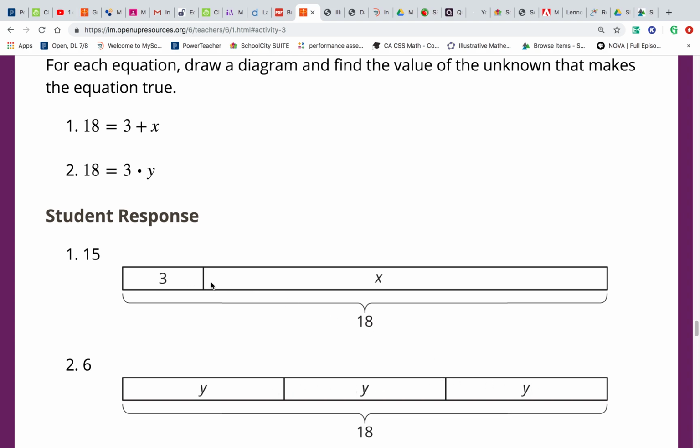And so you can see the idea here with number 1, 3. If you want to get to 18, you're going to need 15 more, right? I think that's not too hard for you guys to understand, but that is what you would need. And then down here, since we know y is the same thing, in order to get 18, we would need 6, 6, and 6 to give us 18. All right, hope that helps.